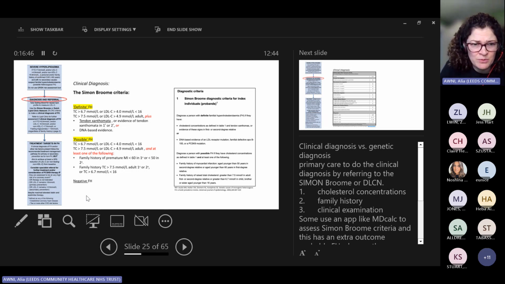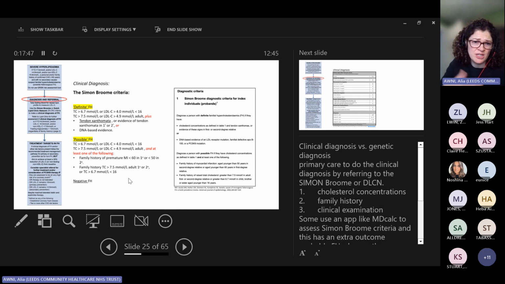So when I apply this Simon Broome criteria, when we have the high cholesterol levels as highlighted here, plus a tendon xanthoma, evidence in the patient or in first or second degree relatives, or DNA-based evidence of FH, we will classify the patient as possible FH if they have these high cholesterol levels plus at least one of the following. It could be family history of premature chronic heart disease below the age of 60 in first degree relatives, parents, siblings, children, or below the age of 50 in second degree relatives, that is uncle, aunt, grandparents, niece, nephews. Then it could be family history of high cholesterol levels in first or second degree relatives, that is total cholesterol above 7.5 in adults, or in those below 16, above 6.7.